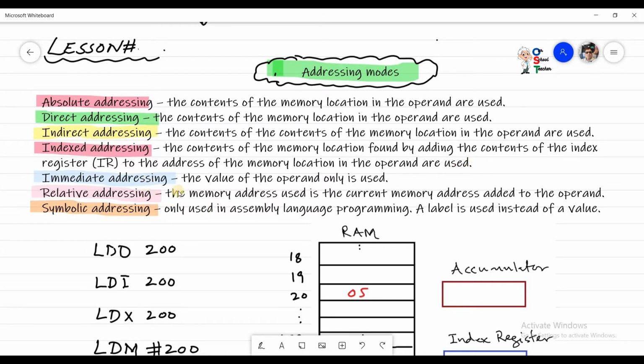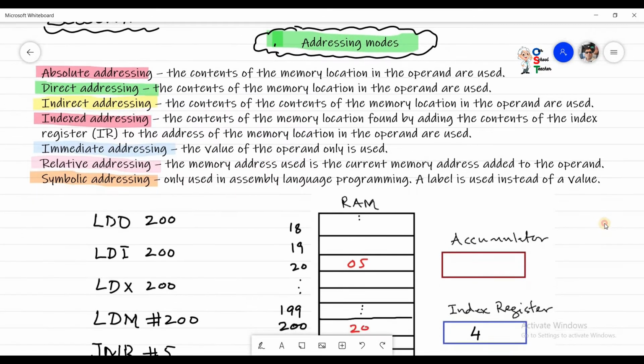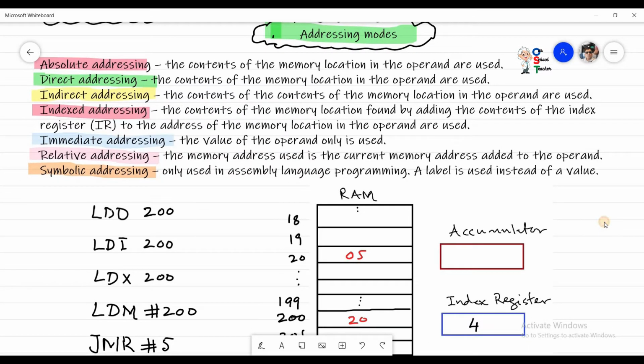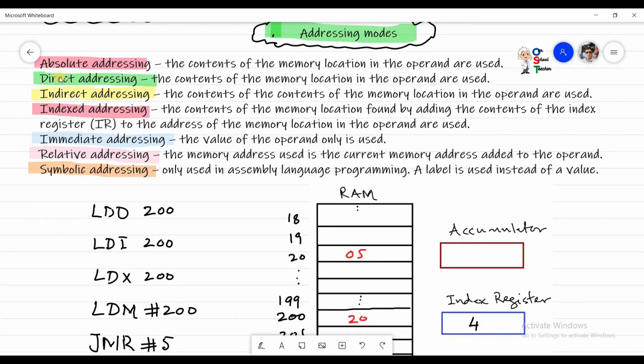Then what is immediate addressing? The value which is given with the operand is used. Then relative addressing: the memory address used is the current memory address added to the operand. What is symbolic addressing? It is only used in assembly language programs. A label is used instead of a value. I understand that just by reading these definitions the concept will not be clear, so let's see examples.